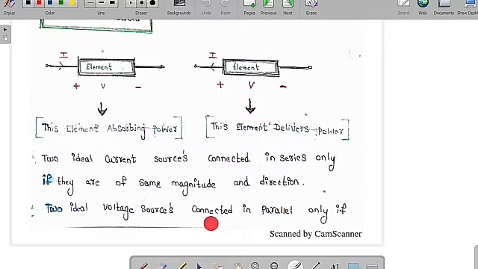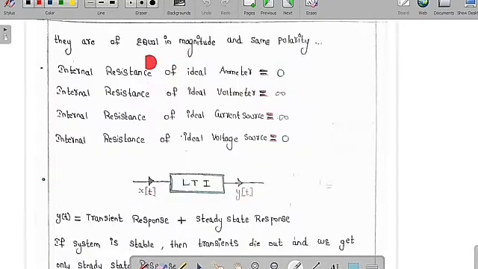Two ideal voltage sources can be connected in parallel only if their magnitude values are equal and also their polarity is equal. Then only we can connect like that. Otherwise, their KVL is going to get unsatisfied. That is the reason two ideal voltage sources, whenever you connect them in parallel, must be equal in magnitude and also have the same polarity.